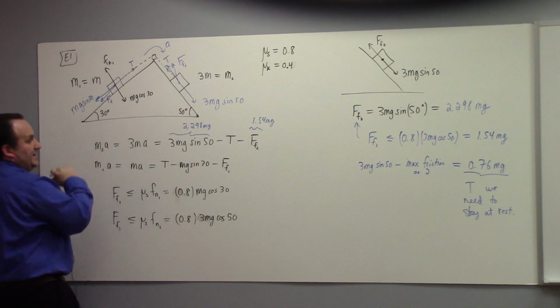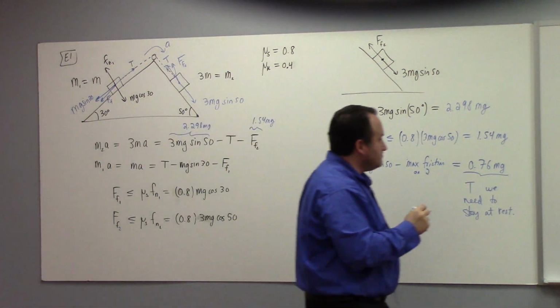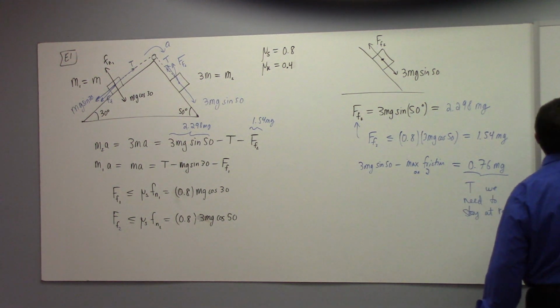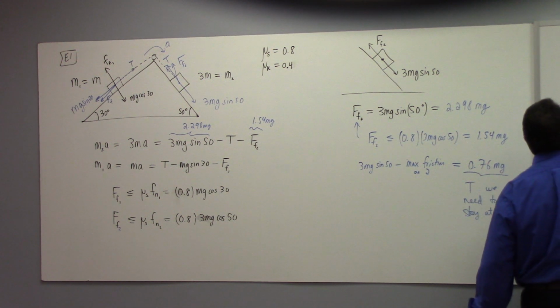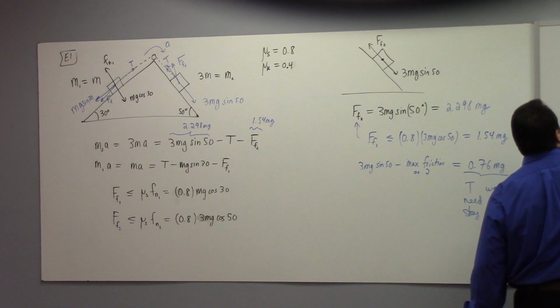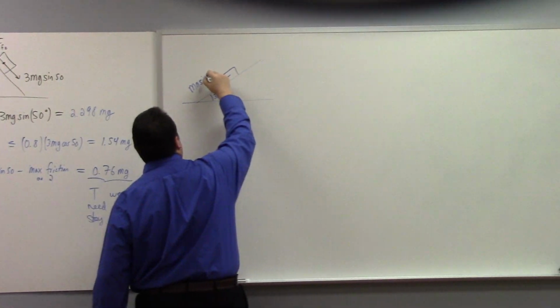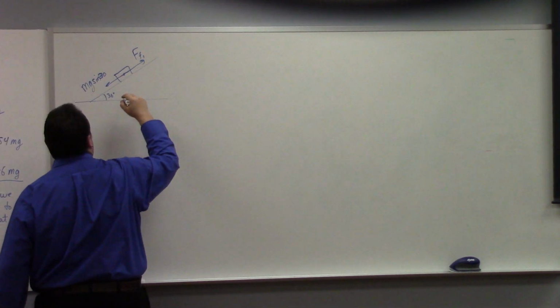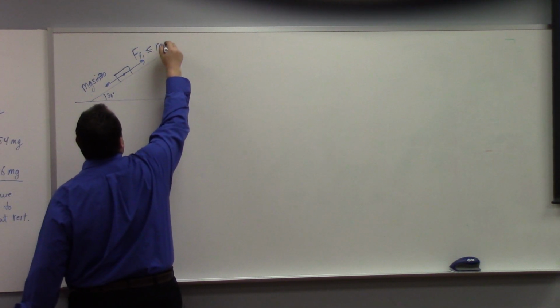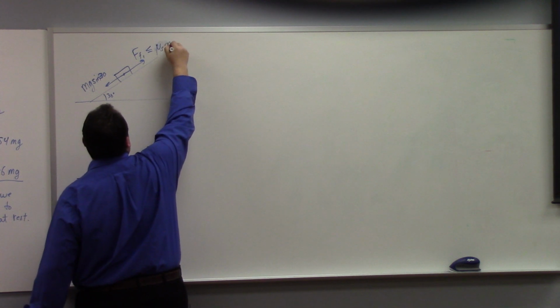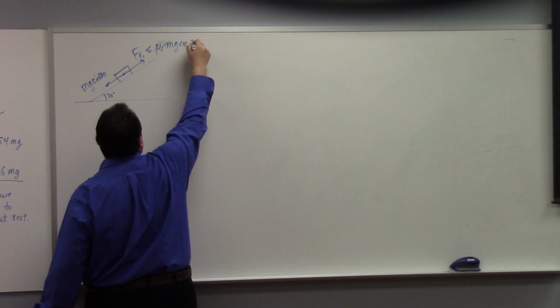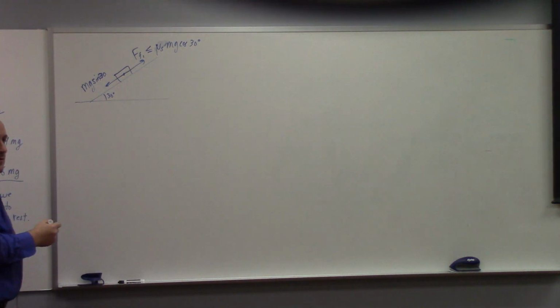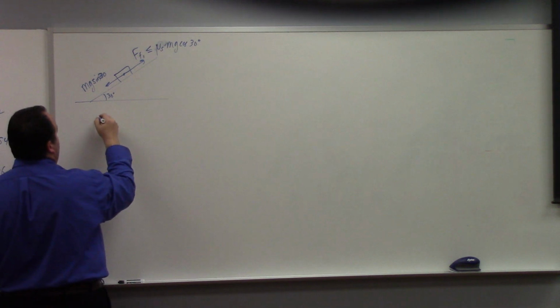Now let's think about M1. M1, on the other hand, well, it's doing better, right? Because it's at 30 degrees, yeah? And so you've got mg sine 30 acting down, and you've got the force of friction acting up, right? Force of friction 1, and this is less than or equal to mu sub s mg cosine 30, right? So if we look at that, what's the max force of friction on 1?